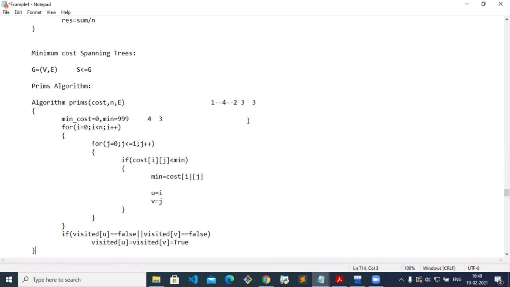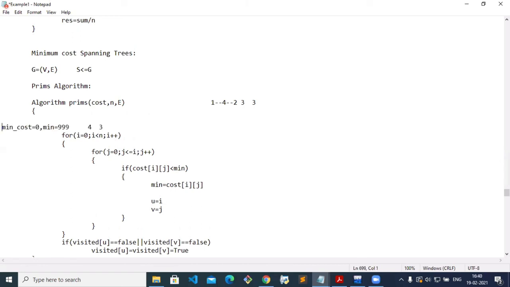So this procedure we have to repeat until we reach the last vertex, until we visit the last vertex, while every time we are considering an edge. So new edge less than n.